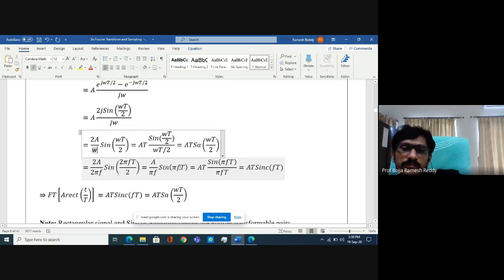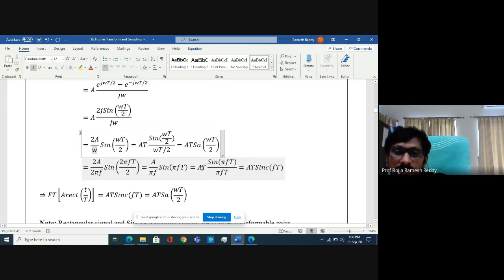Sin pi f t. Now again conversion: sin pi f t by pi f t. There is a formula: sin pi t by pi t is equal to sinc t. This is the sinc function definition. Now pi f t by pi f t is equal to sinc f t.